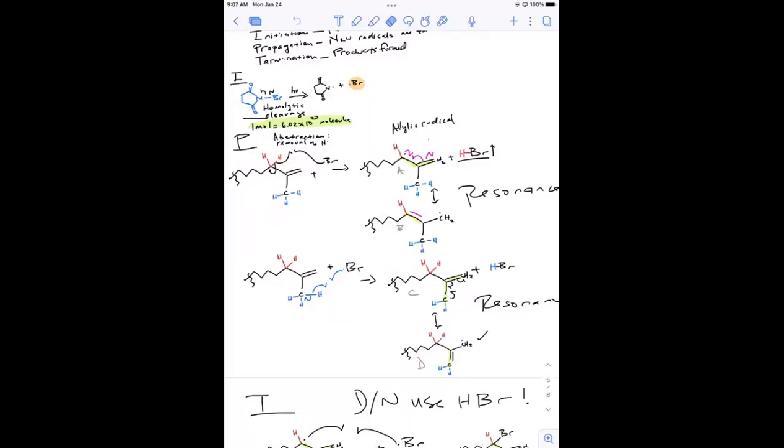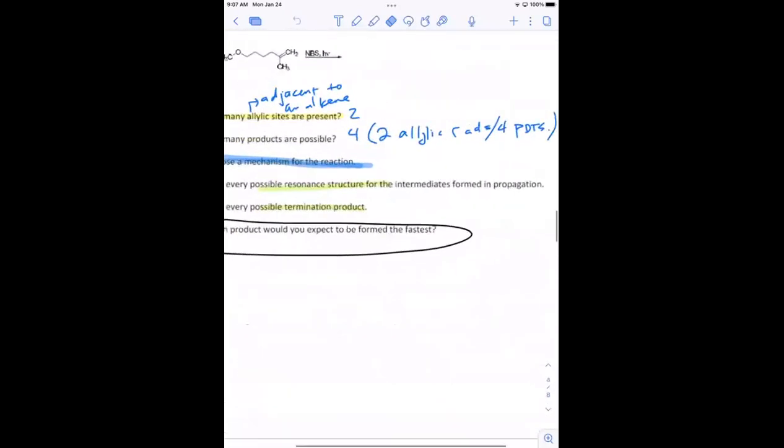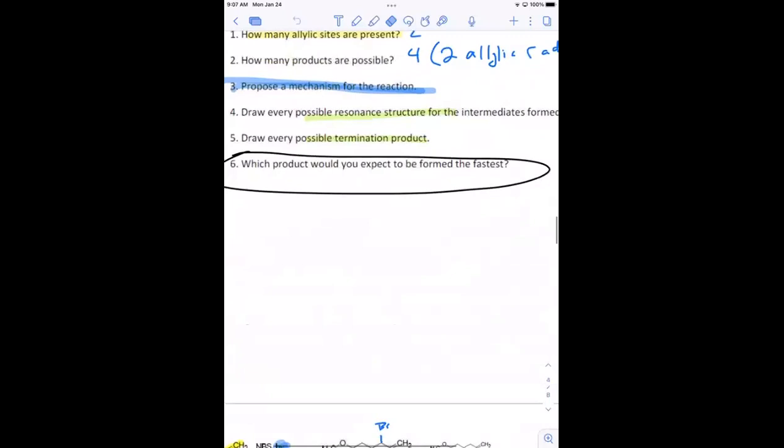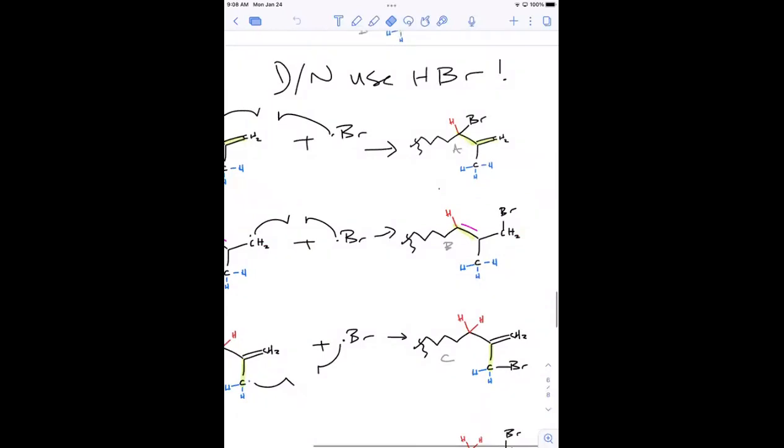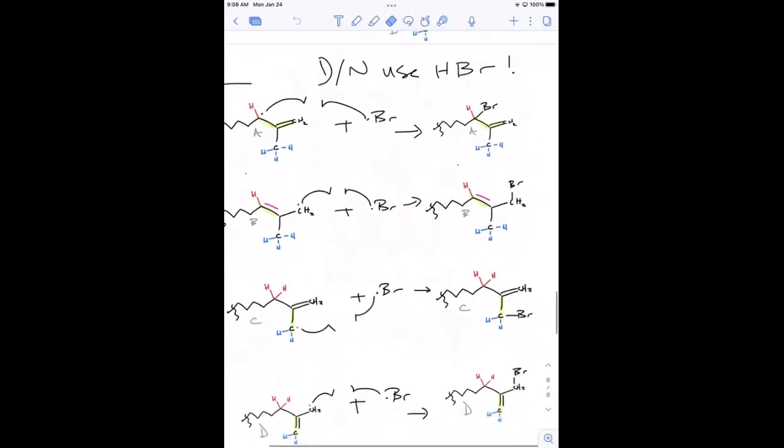What we missed was the last part of the question. And I asked y'all to look over this or think about this over the weekend. It says, what product would you expect to be formed the fastest? Now, in that video that was sent out, the answer to that question was actually in that video. So somebody tell me what the answer to this question is based on these products that we have right here. So these are our 4 products. Which one do you think is going to be formed the fastest?